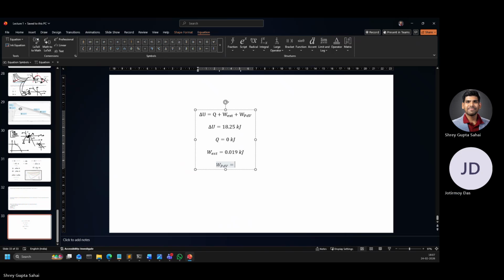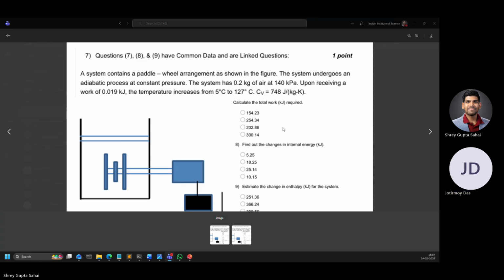It is roughly 18 only, right? This is 18.23 kilojoules, maybe. It was 18.25 minus the external work. On receiving a work of this much kilojoules, the temperature changes. Estimate the change in enthalpy of the system, using Cv and Cp.